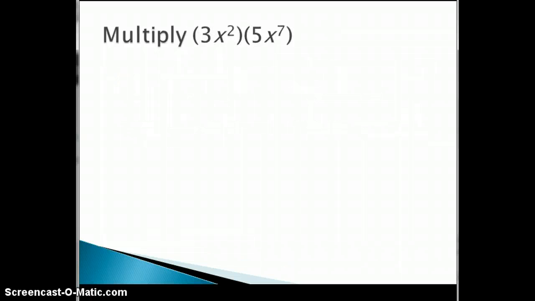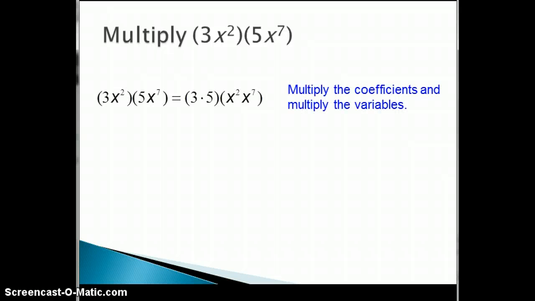So here's an example of a monomial times a monomial. Notice that 3x squared is just a single term, so that would make that a monomial, and the same thing for 5x to the 7th. So to multiply a monomial times a monomial, we multiply the coefficients, which would be 3 times 5, and then we multiply the variables, which is the x squared times the x to the 7th. This is really just an application of the commutative and associative laws for multiplication. Since this is just a series of multiplication, we can reorder and regroup how we would like.